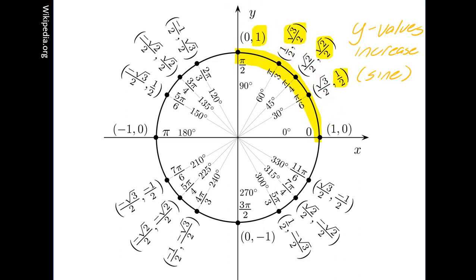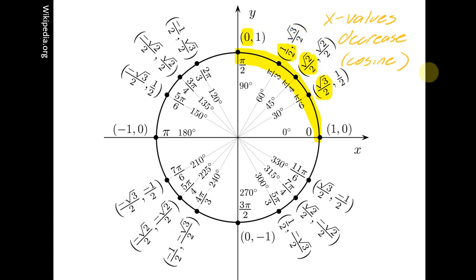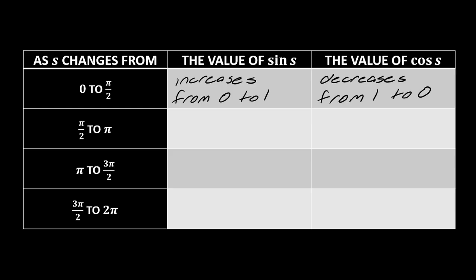Notice with the y values, I go 0, 1/2, square root of 2 over 2, square root of 3 over 2, and then 1. So I go from 0 to 1. The y values are increasing, and we know that represents sine. I also want to note that the x values are decreasing. The x values start at 1, and they make their way to 0. So, we're just noticing behavior here. As we move from 0 to pi over 2, sine is increasing from 0 to 1, while cosine is decreasing from 1 to 0. Okay, so let's keep going.